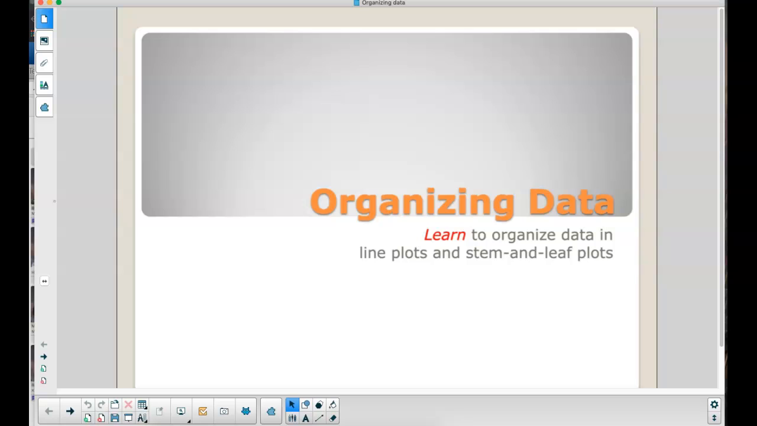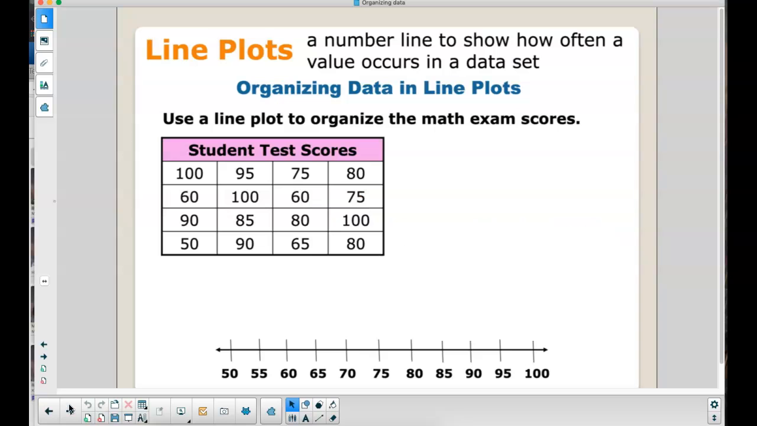If you go to page 1 in your packet, okay, what we're going to talk about today is how do we organize data in line plots and stem and leaf plots. So I think it's going to be pretty quick and simple. It shouldn't be that hard, okay? And then I'll give you plenty of work time in class to hopefully get most of your homework done in class, okay? So, line plots.